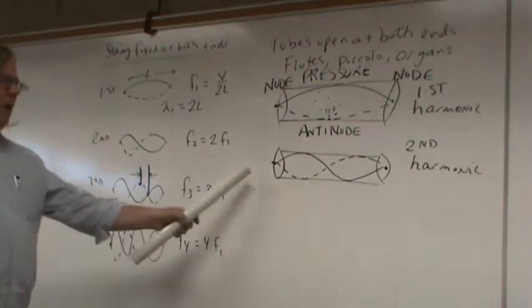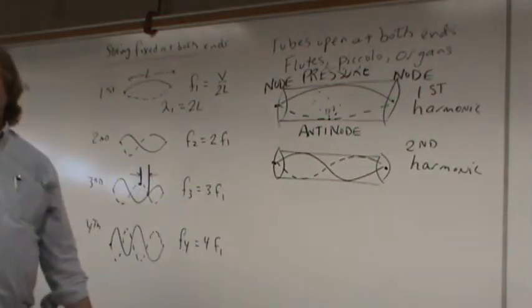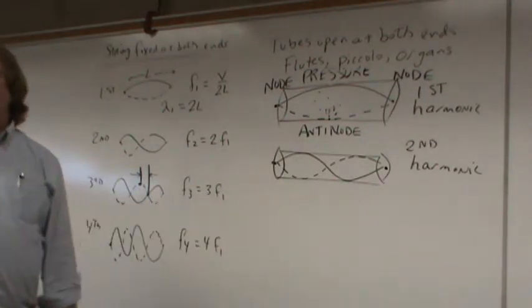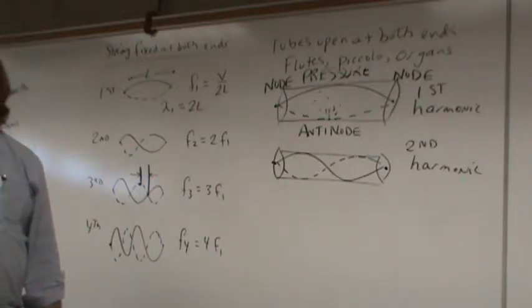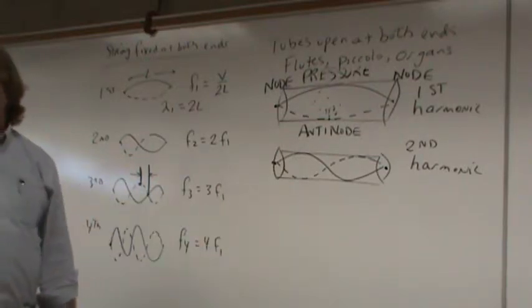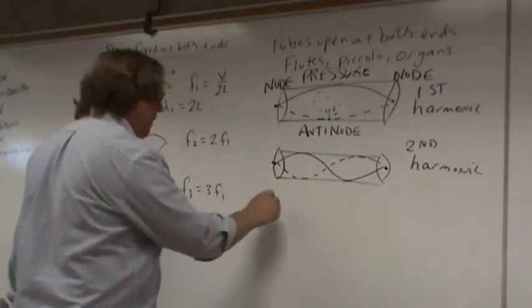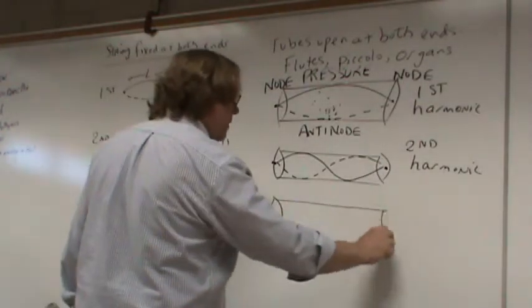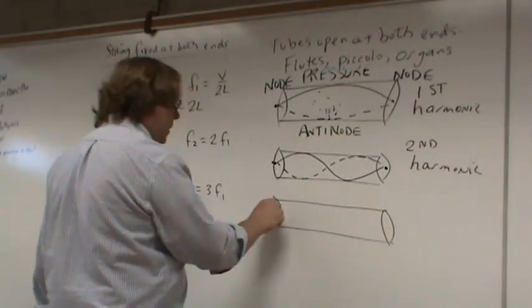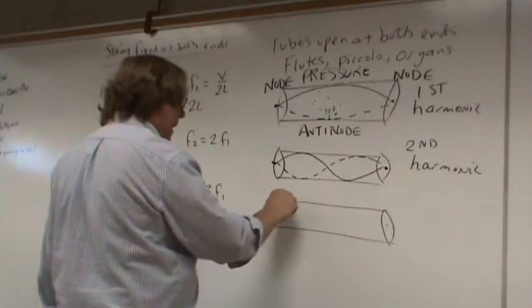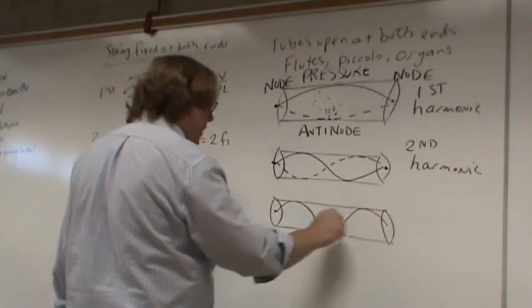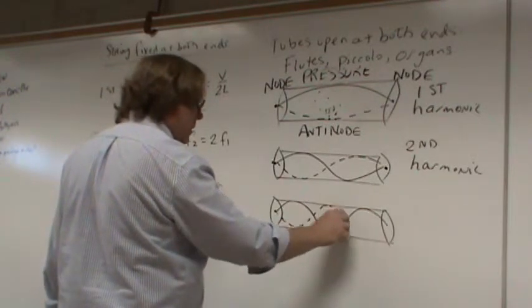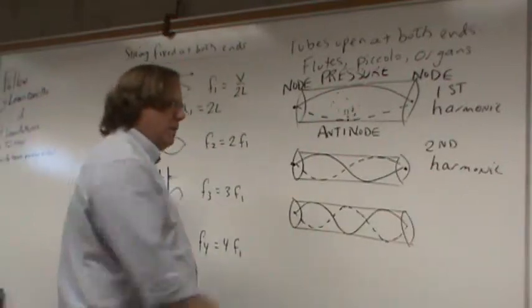As long as I keep nodes at the ends, I'm okay. I can have antinodes, as many antinodes as I want inside, because the inside is protected from the outside air. In fact, let's go ahead and draw the third harmonic. Node, node, antinode, antinode, antinode, node. This is the third harmonic.